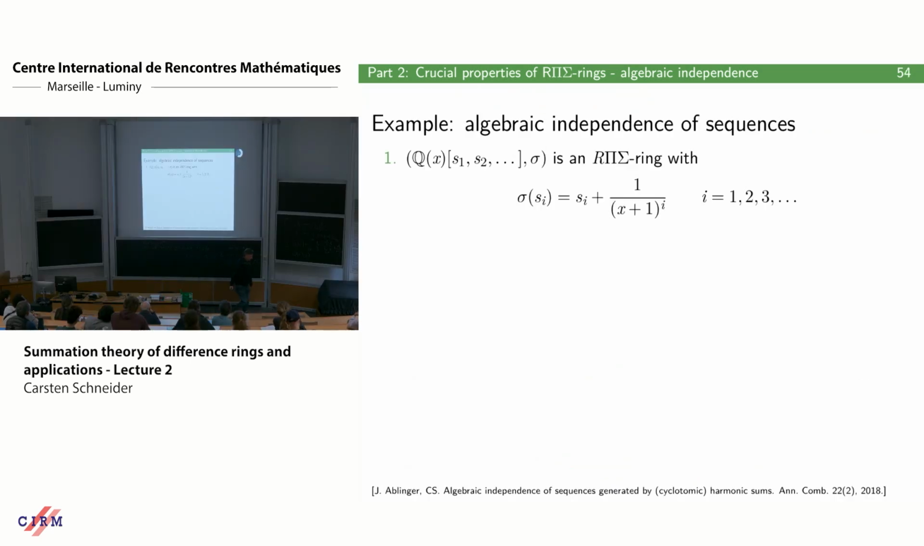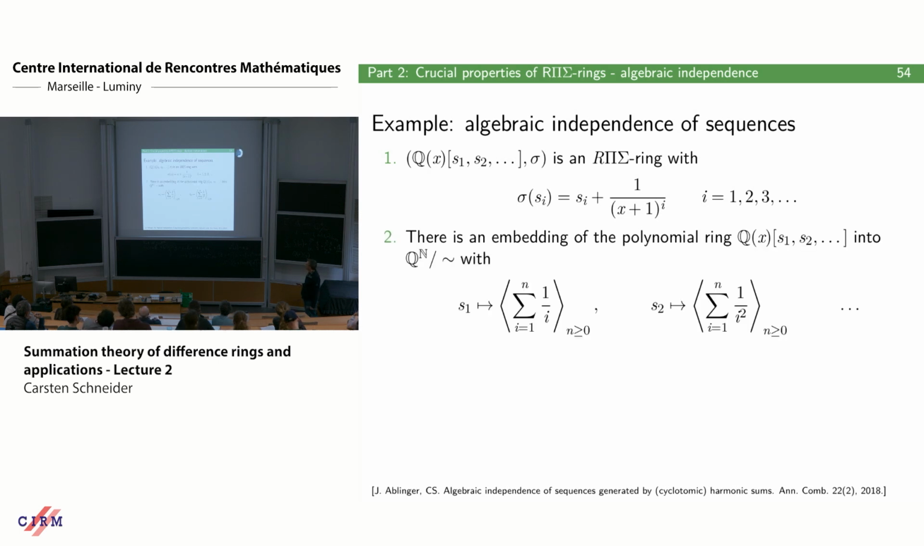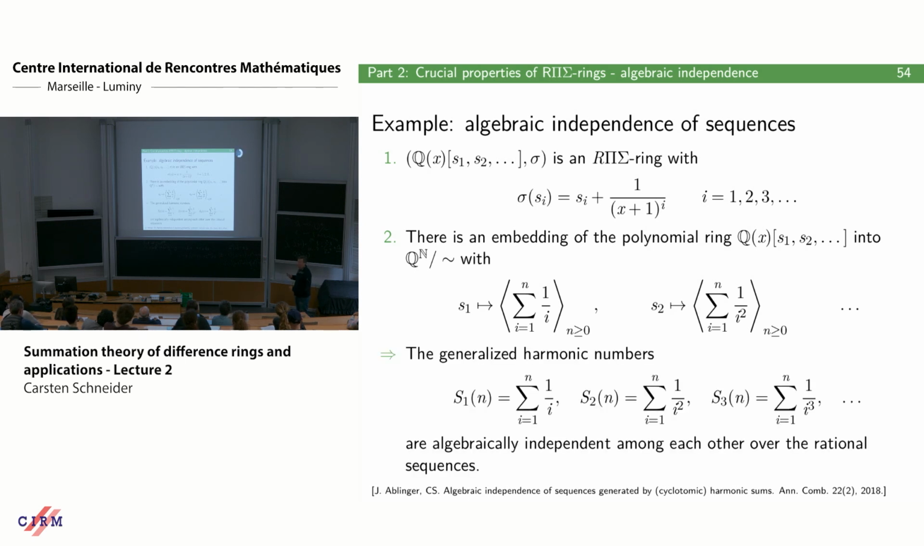And here's a typical example. You can consider the harmonic numbers of first kind, second kind, third kind, or something like that. You consider this difference ring. It's an R pi sigma ring. Constants are not extended. One can show this. Therefore, we get an embedding of the polynomial ring into the ring of sequences. And the algebraic independence here in the polynomial ring implies that also the sequences are algebraically independent among each other. So the sequences can be treated as variables in a polynomial ring. That's a very strong, nice statement, and it allows you to prove algebraic independence of truncated sequences.